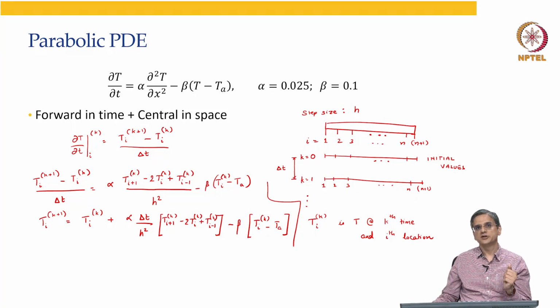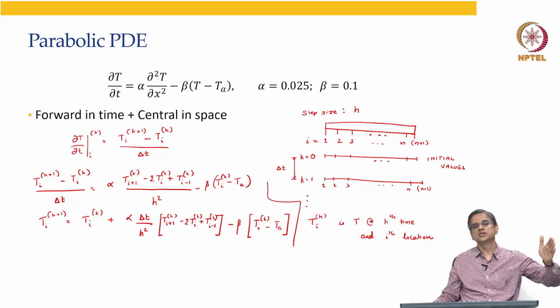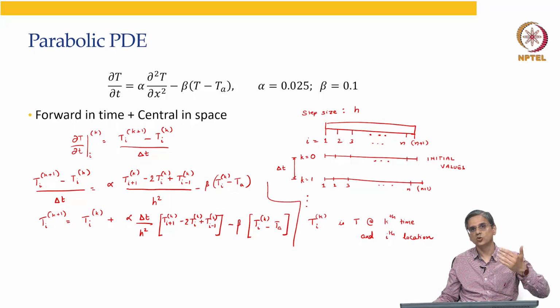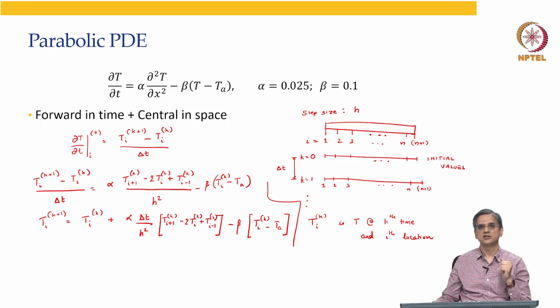If you look at this particular approach and compare it with what we did in the third video of this week, in the third video we used the method of lines to convert the PDE into an ODE. Once you get the ODE, if you use Euler's forward difference approach, that ODE gets converted into this particular expression.